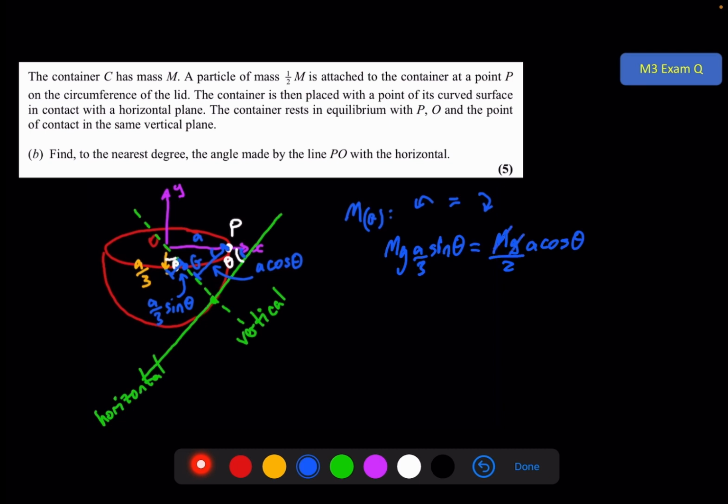And then the m, the g, and the a all cancel out, which is nice because theta is the thing we're trying to find. Divide through by cos theta to give tan theta, multiply by 3 gives us this, which gives us an answer of 56.3 dot dot dot, and they want it to the nearest degree, so theta is equal to 56.